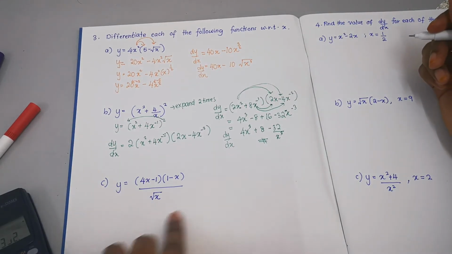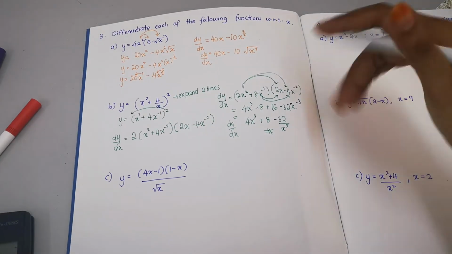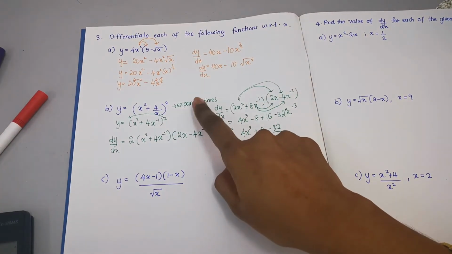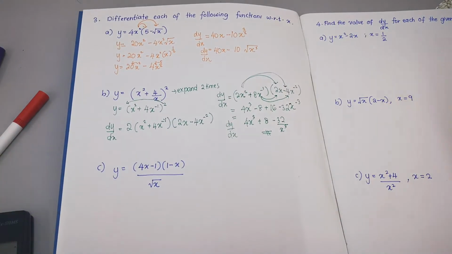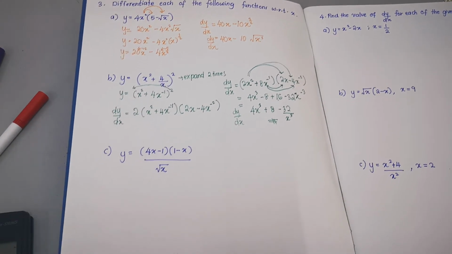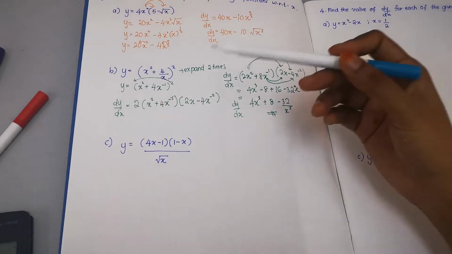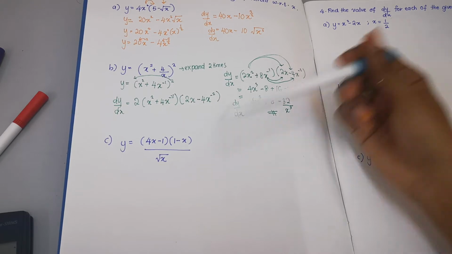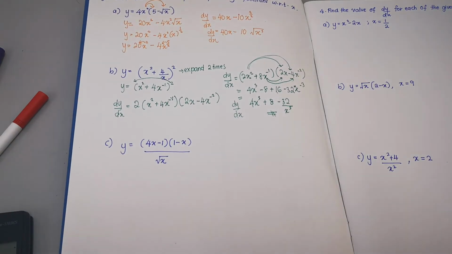Then next one for C. There's also another method to do this, which is the usual method. You expand first, then after that you differentiate. For C, if you realize, this one got up and down, got numerator and denominator.